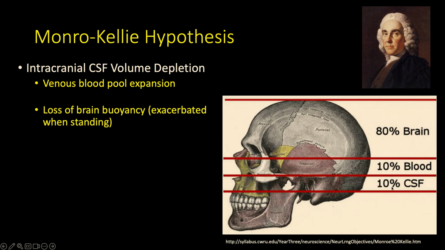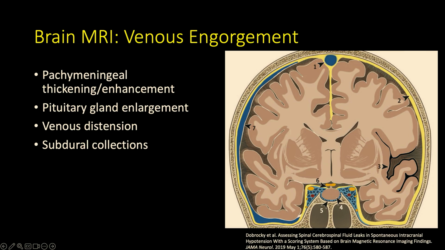So if you have a CSF leak and deplete this 10% CSF volume, the brain cannot expand to fill that vacuum. Only the blood pool can. So you get engorgement of the blood pool inside your head, and also you'll have loss of buoyancy of the brain due to decreased fluid in the intracranial compartment. And so let's see what that does to the brain MRI.